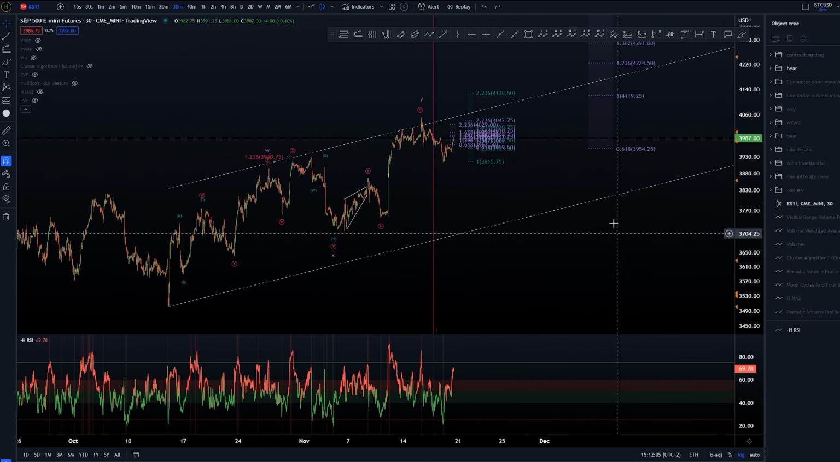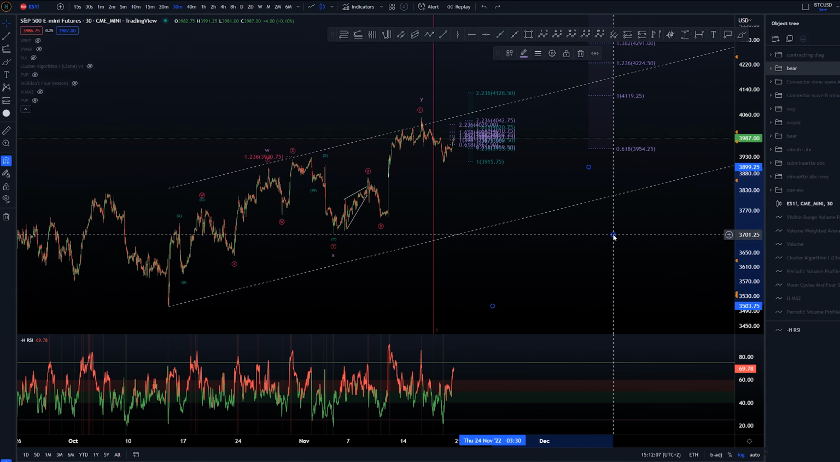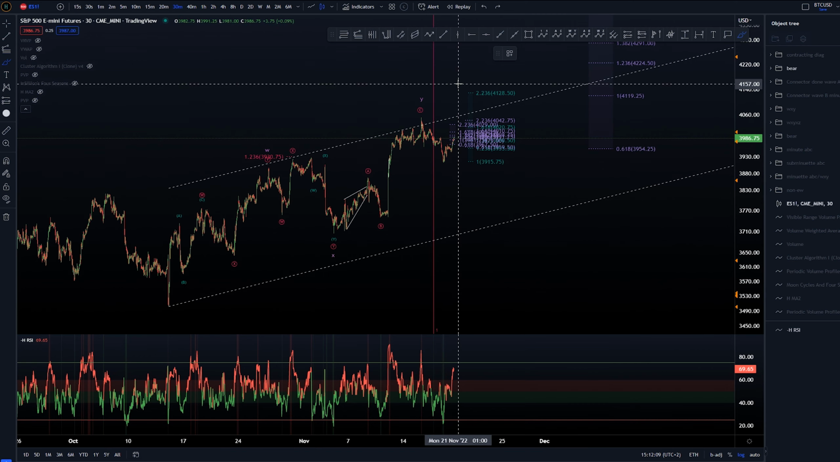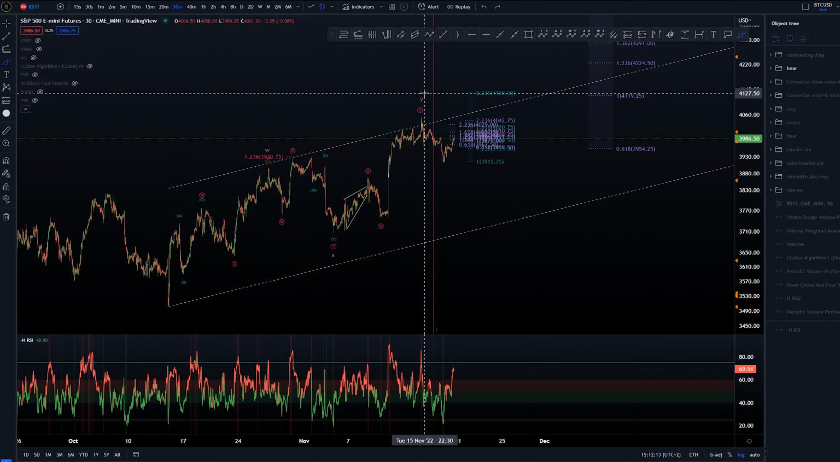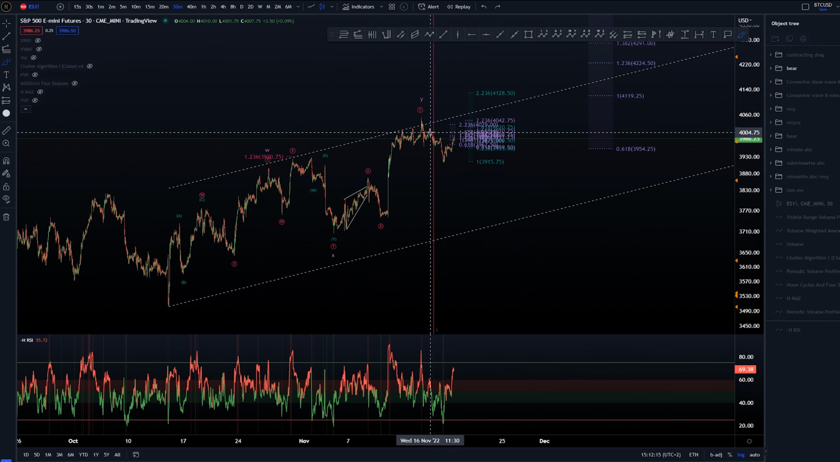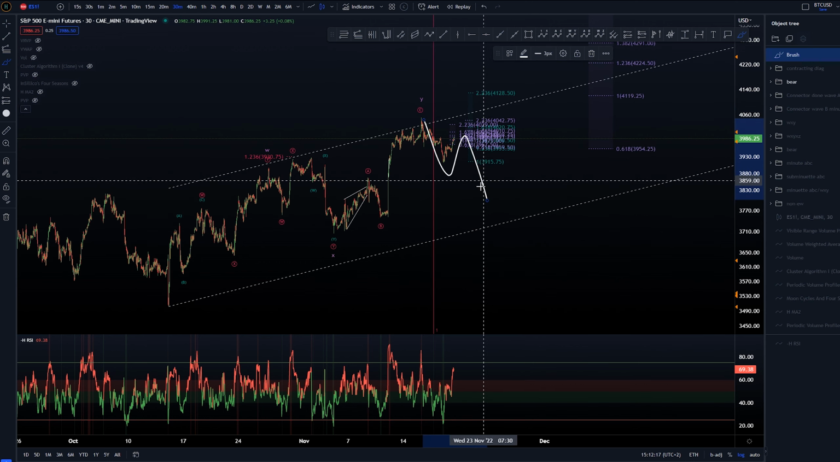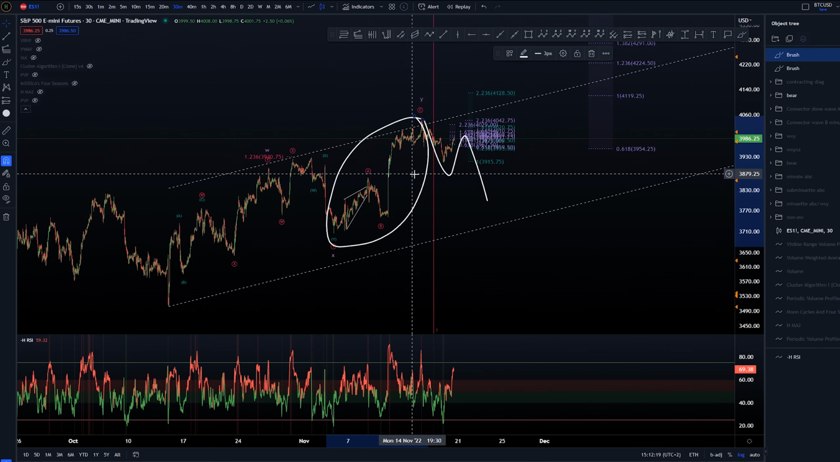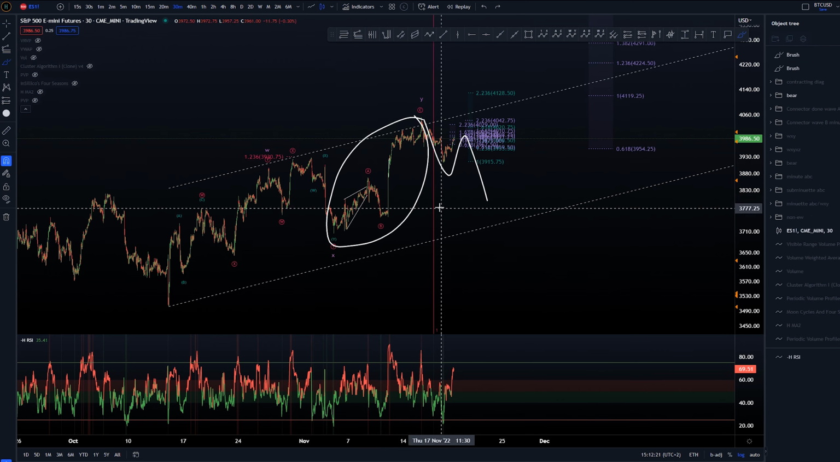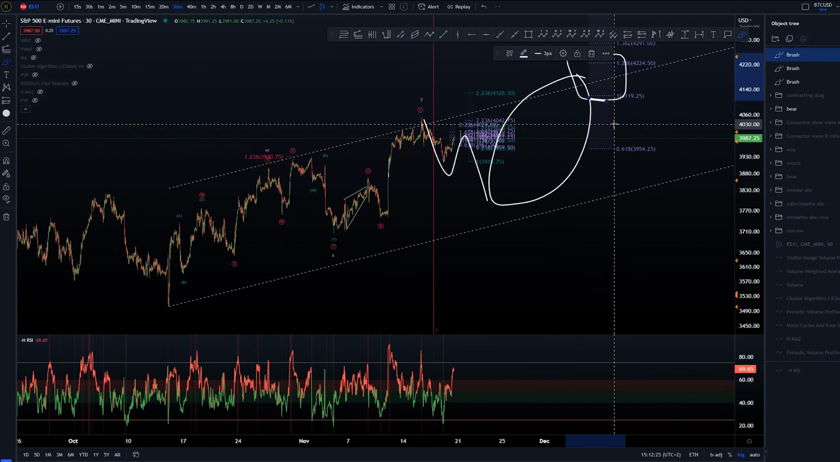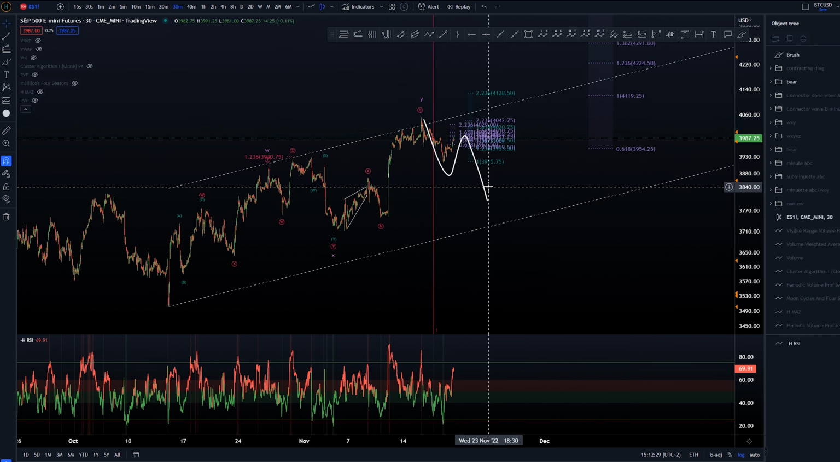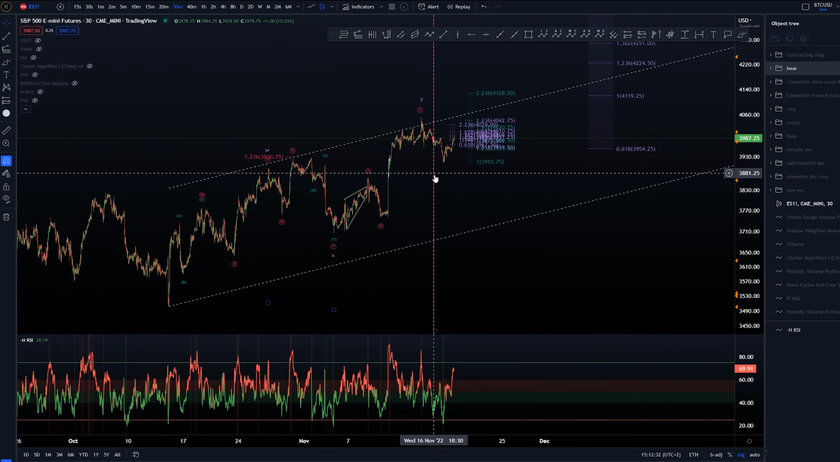So there is definitely a possibility where we might just be creating an ABC, basically the first structure of this wave Y, creating now a second structure here, and then another structure like so, pivoting from these lows upwards. That would lead us towards these targets that we have here on the higher time frame, around 4100 to 4200. But again, that is speculation at this point.